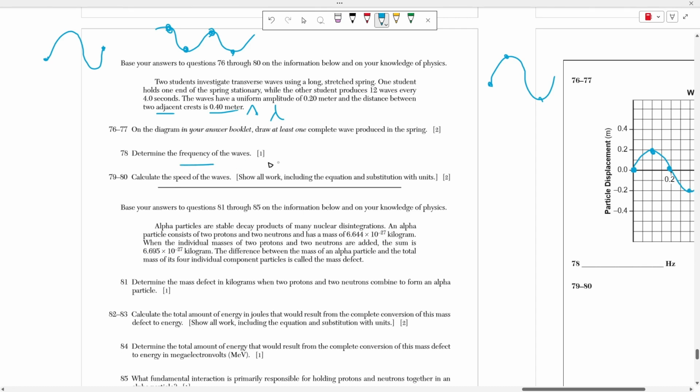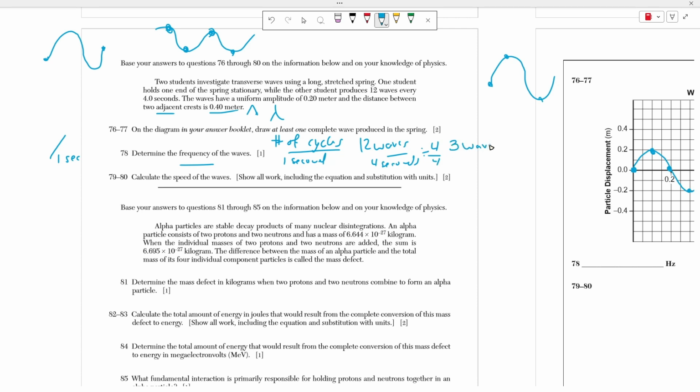And the frequency of the wave is just the number of cycles per 1 second, right? And that's frequency. Hertz is just per 1 second, okay? So if I know that I make 12 waves every 4 seconds, and I know that the frequency is the number of waves or the number of cycles per 1 second, well, I'll just divide the top and the bottom by 4, and I'll get that my frequency is 3 waves per 1 second. And that per 1 second, well, that unit is just hertz, right? So the frequency is 3 hertz.